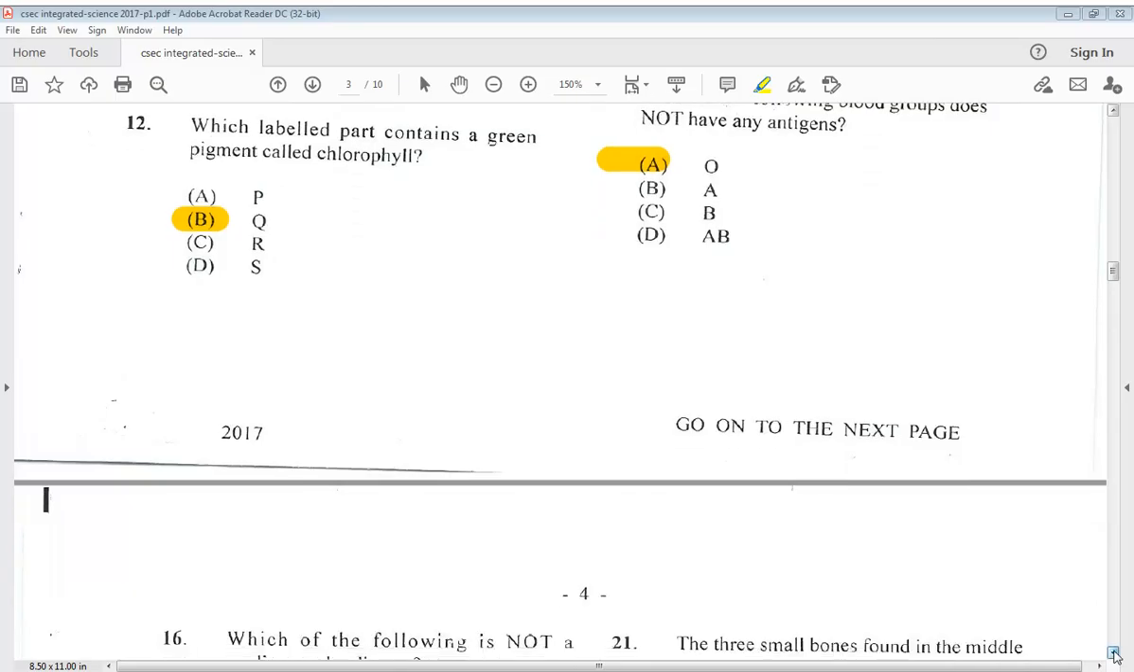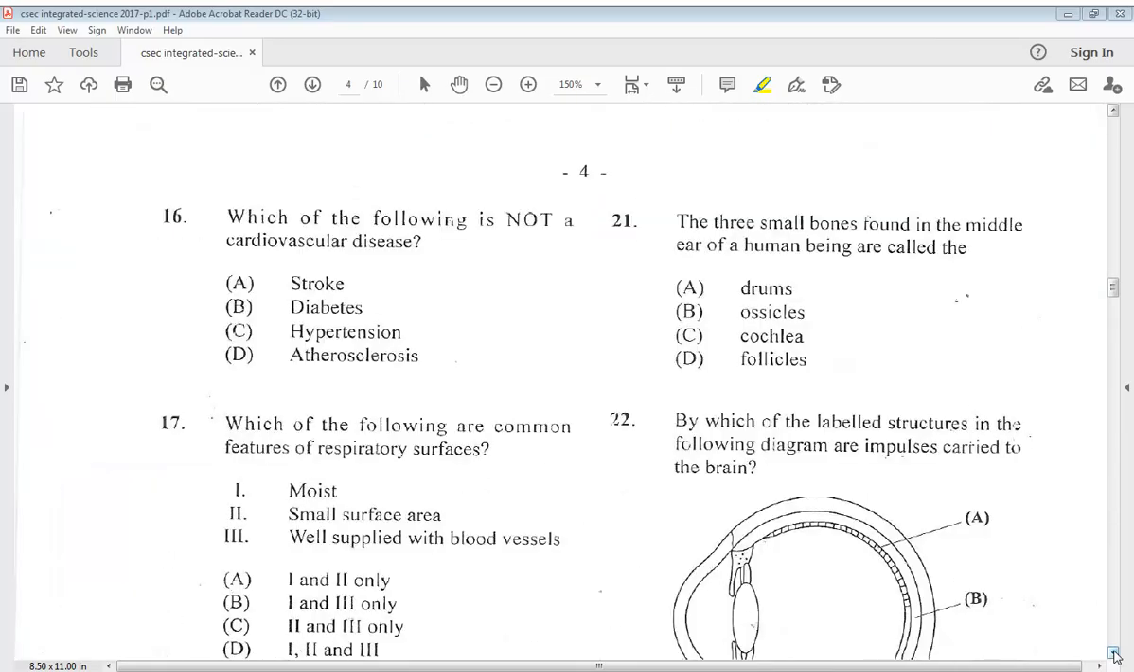Let's go to number 16. Which of the following is not a cardiovascular disease? A, stroke, B, diabetes, C, hypertension, D, atherosclerosis. Now, we know the answer would be B, diabetes.